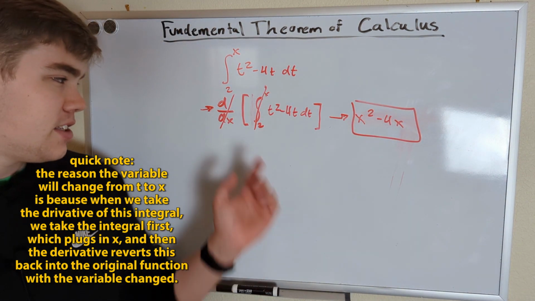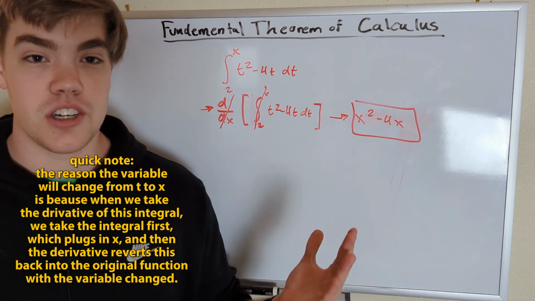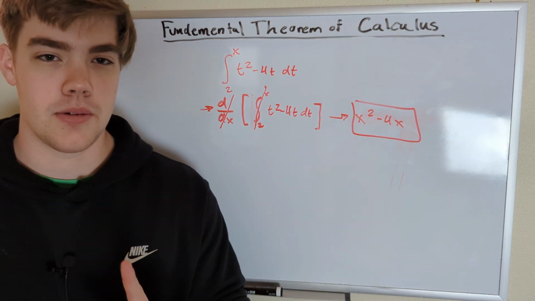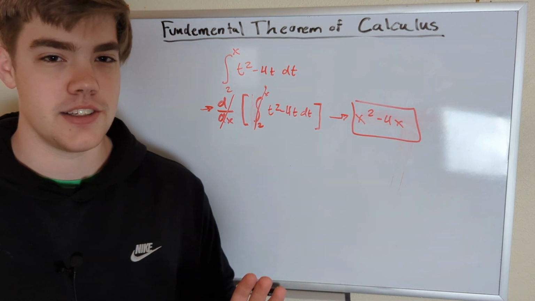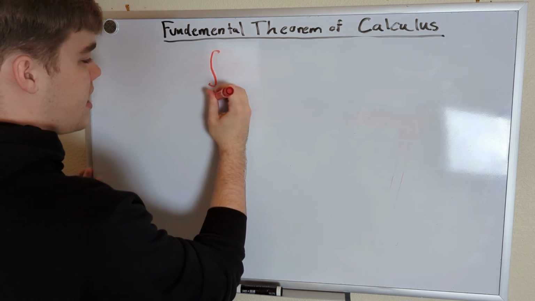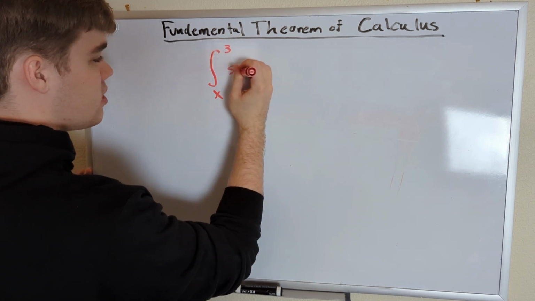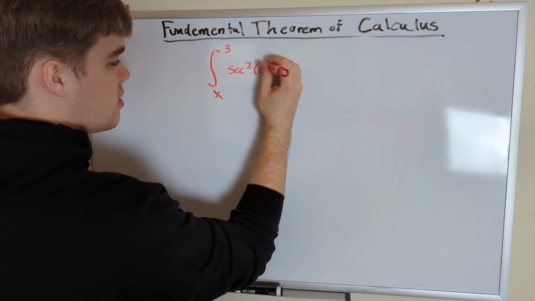Not too bad, right? Basically just got rid of it and changed the variable. Boom, we're done. It was really easy. Let's do another example problem. This one is a little bit tougher, but still not too bad. Let's find the integral from x to 3 of secant squared u du.